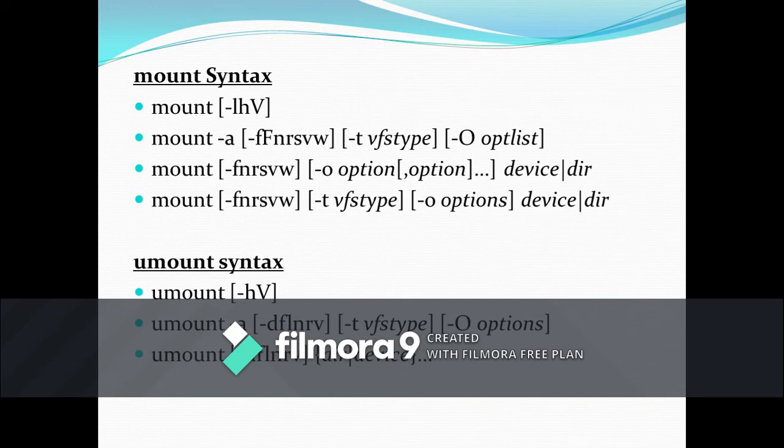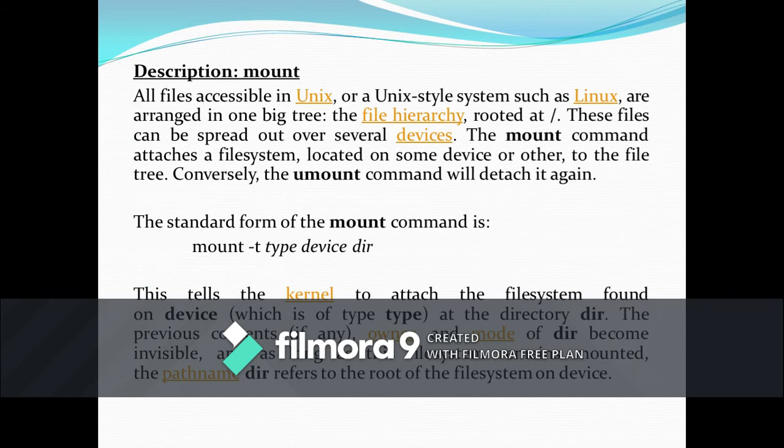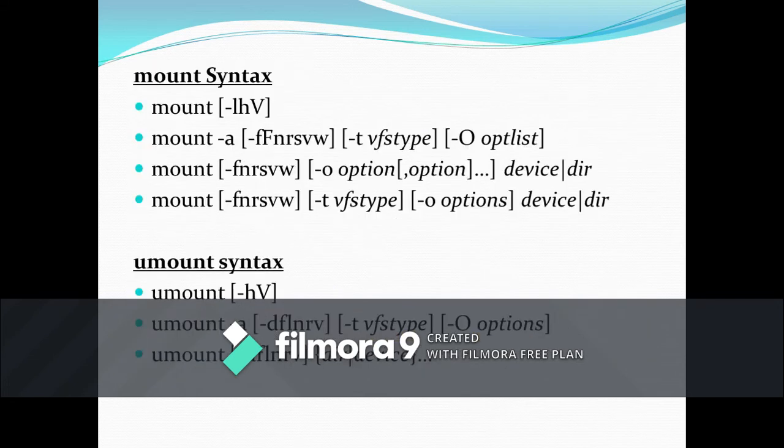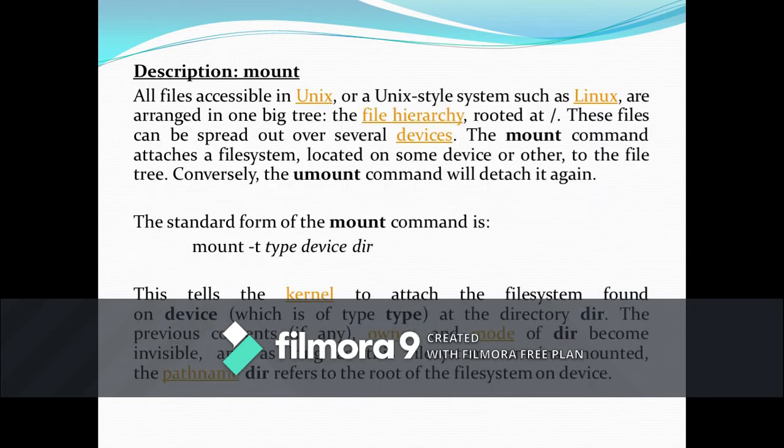These are the syntaxes of mount and umount command. Now let us understand these commands with this description. All files accessible in Unix or a Unix style system such as Linux are arranged in a big tree. The file hierarchy rooted at /. These files can be spread out over several devices.